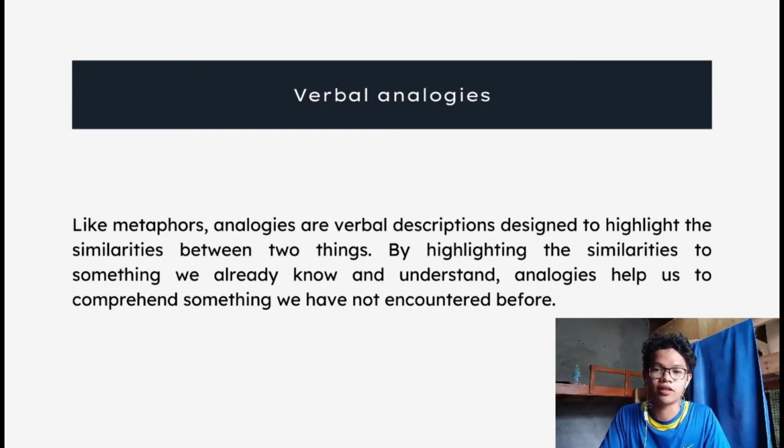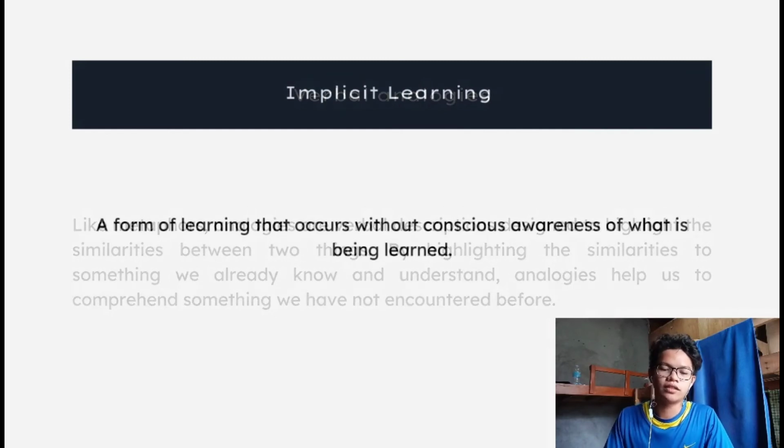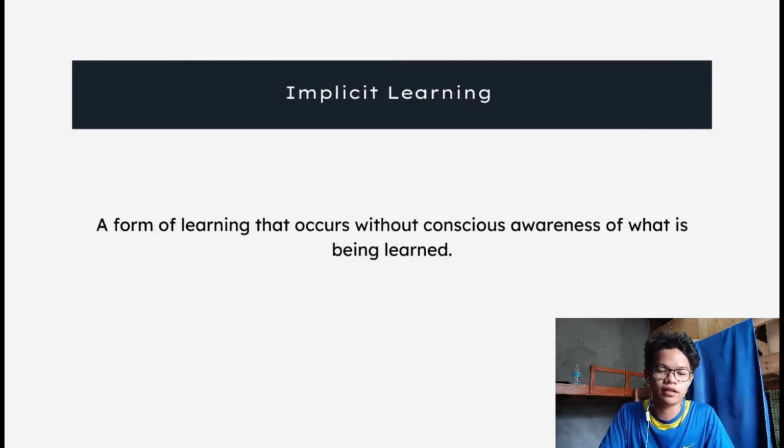works. Similarly, in the movement domain, we might compare skipping to a bouncy walk to give learners an idea of how to perform the movement without overburdening them with excessive verbal descriptions of how the body parts should move. So, the definition of implicit learning: a form of learning that occurs without conscious awareness of what is being learned.